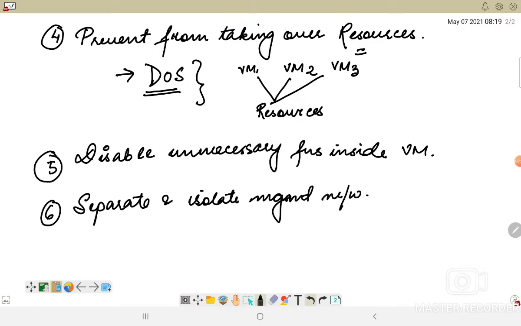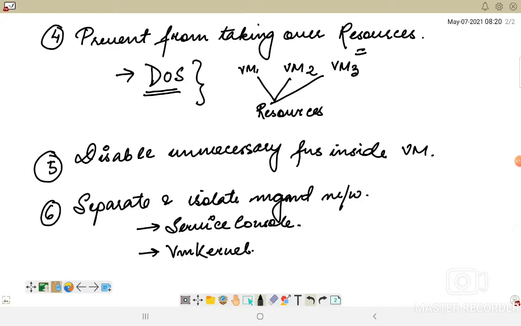So talking about separating and isolating the management network, we should have a service console which will give us the console or the display of whatever information it is having, and there would be a VM kernel, which will basically take care of all the functionalities. So information providing is a separate module, VM kernel is a separate module, communication would be a separate module.